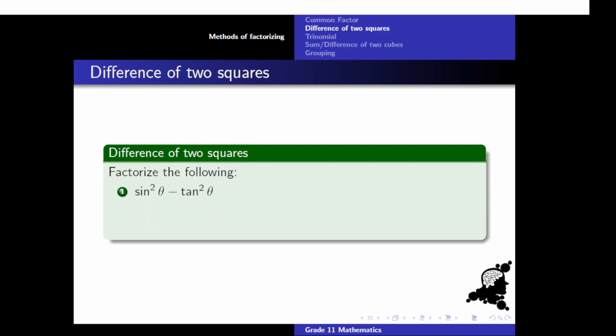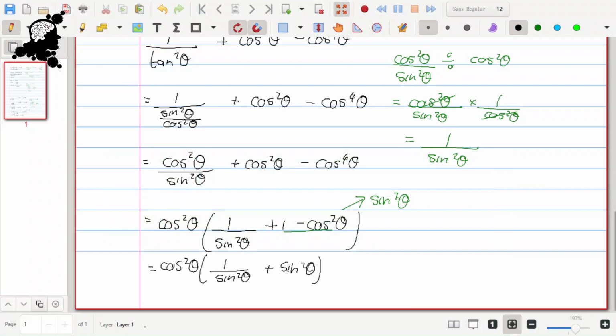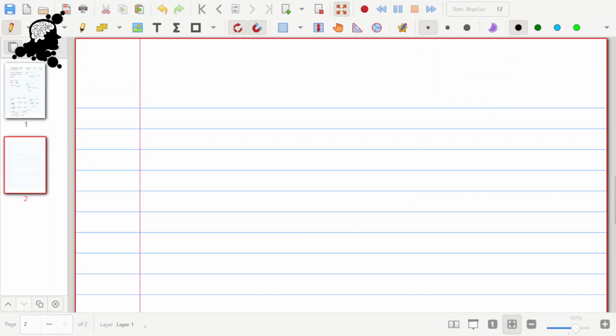So here we are, we've got sine squared theta minus tan squared theta. Let's go to our writing board and open up a new sheet of paper. There we are, so our expression is here. We've got sine squared theta minus tan squared theta. So the first question is, how many terms do we have here? We've got two terms. Yes. Are these two terms perfect squares? Yes. Do these two terms have different signs? Yes. Therefore, we can use the difference of two squares.